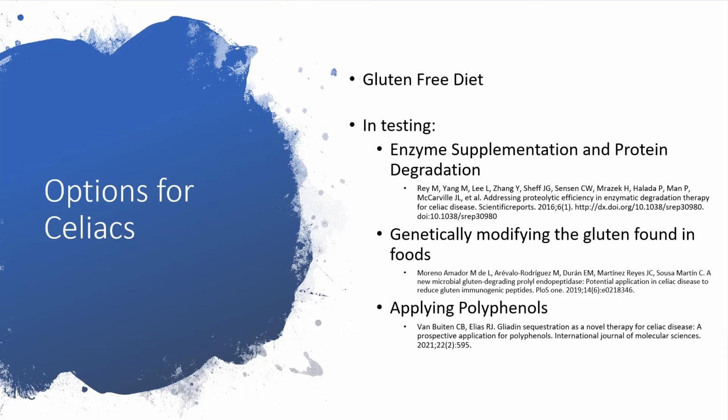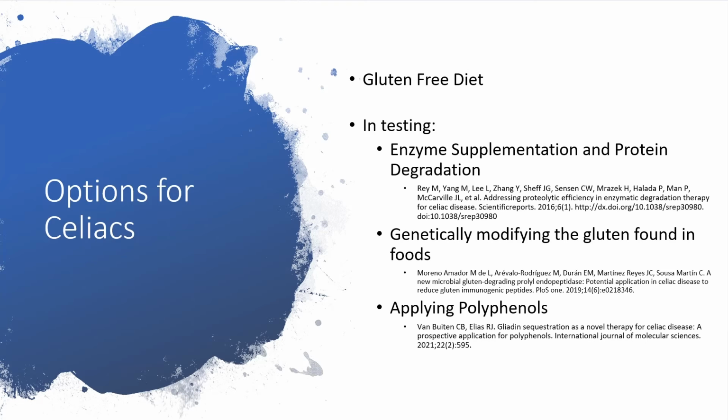Many of the solutions that are being worked on try to stop the process on the front end, meaning undigested gluten never gets to the small intestine. Enzyme supplementation and protein degradation is a prime example of this because the focus is finding enzymes that can break down the hard-to-digest prolamins. The problem with this solution is you would need to take these pills every time you had gluten, and mostly in high quantities to see a difference.